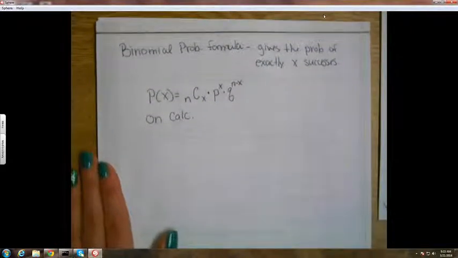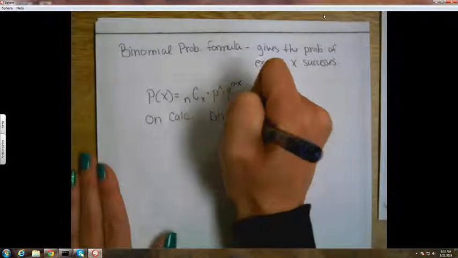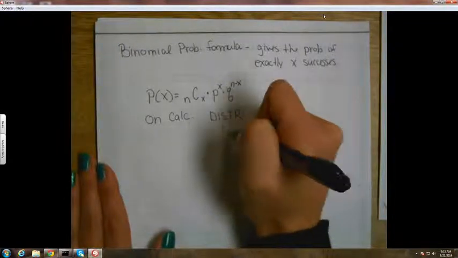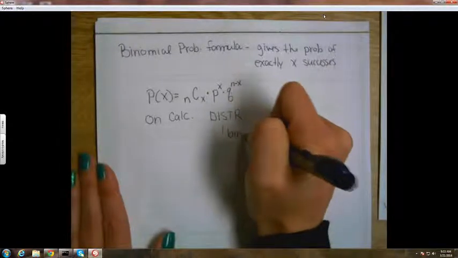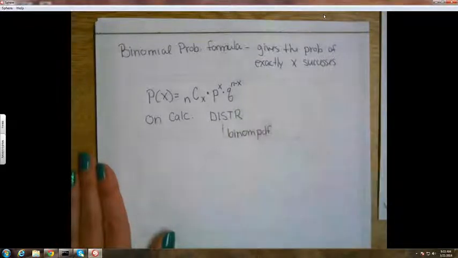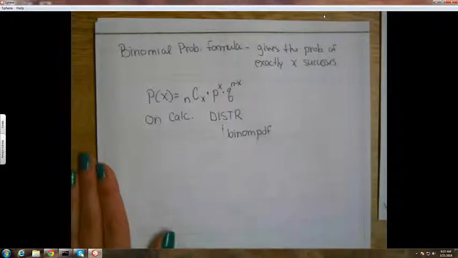So it's under, and I'll show you in a minute, it's under distribution, D-I-S-T-R. Then you're going to go down to binomPDF, and that stands for the binomial probability distribution function. PDF is probability distribution function. And then you just have to feed it the right values.